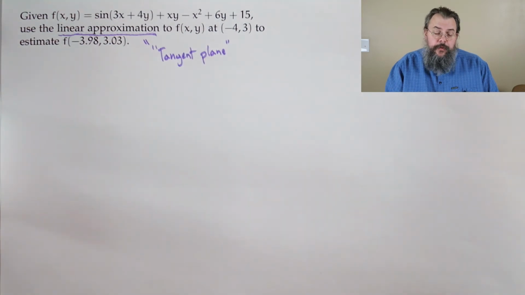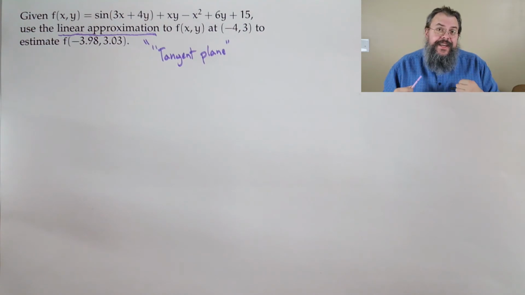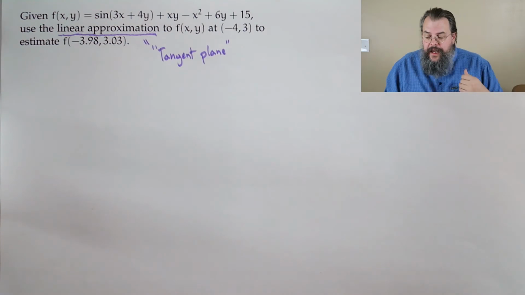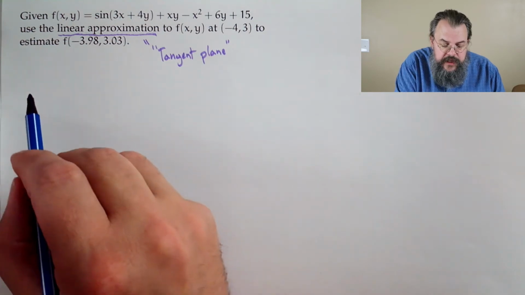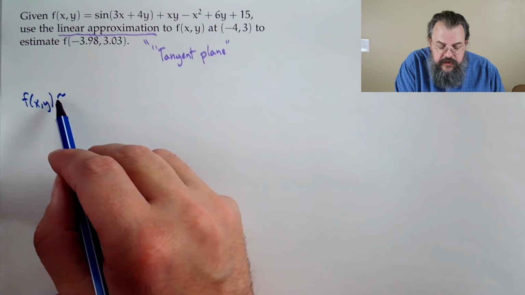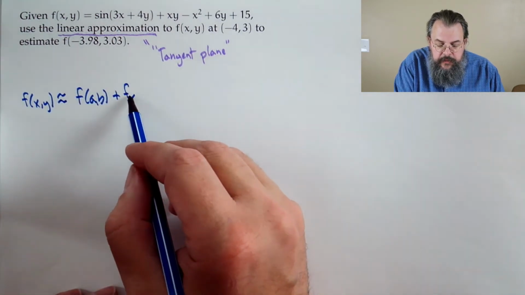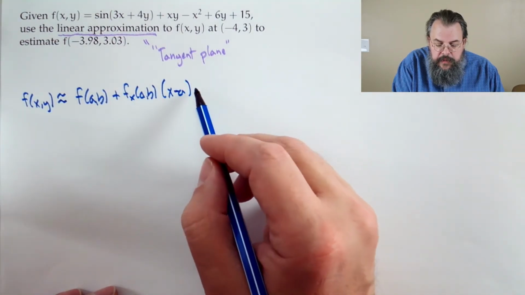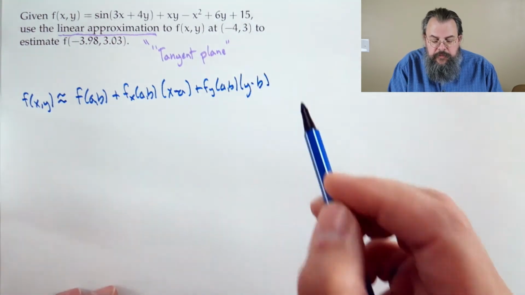All right, so what are we really doing here? Well, it's really about finding the tangent plane. Because the idea is that the function behaves like the tangent plane. And in particular, we have the following. We can say that our function, f of x, y, is approximately f of a, b plus f sub x at a, b times x minus a plus f sub y at a, b times y minus b.